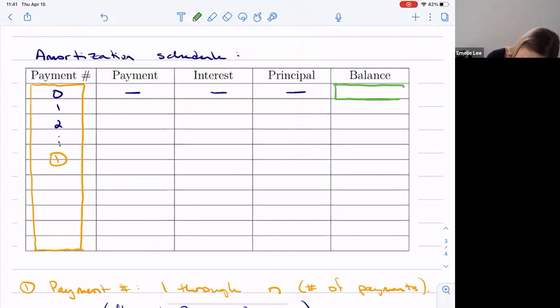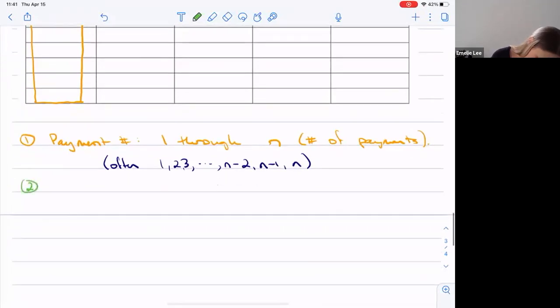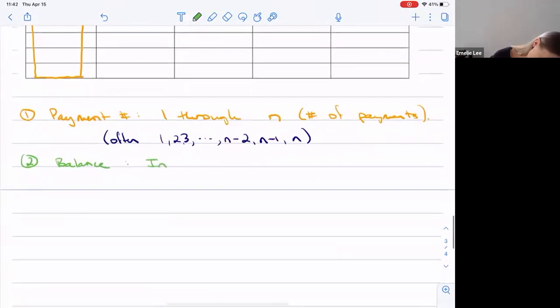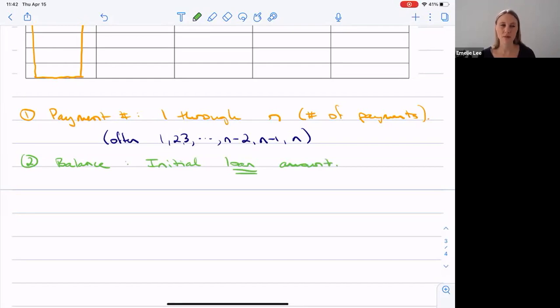The balance is going to be point number 2. The balance for this first part is the initial loan amount. Now it's important that it's just the loan amount, because we don't actually care about the full value of the house, for example, or the full value of the car. You often have to put a down payment down, and that'll decrease the balance that you have to borrow. So this is the initial loan amount. That's going to be important.